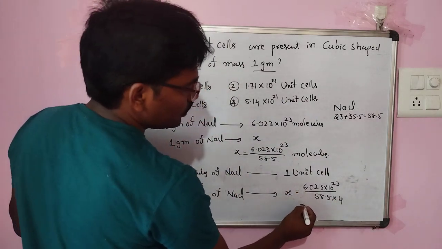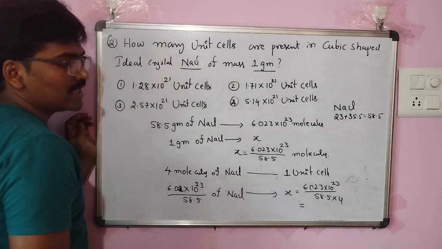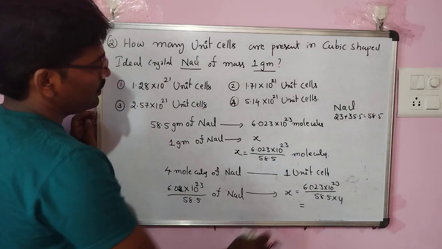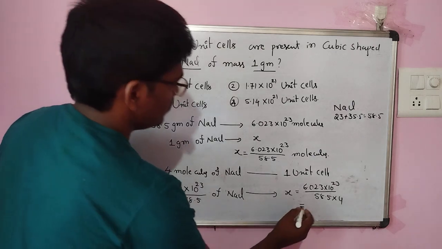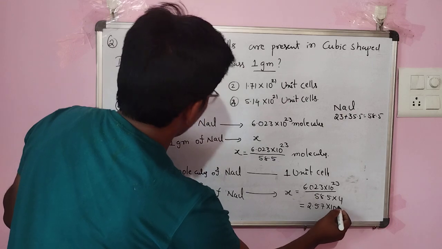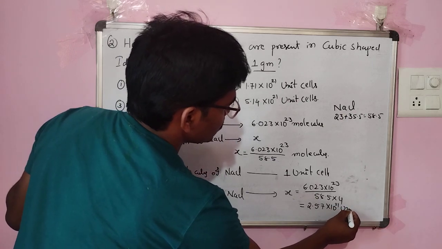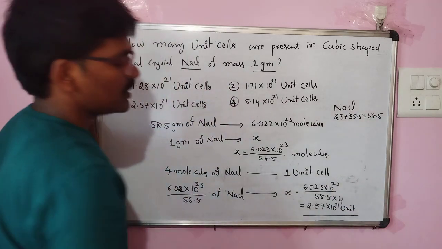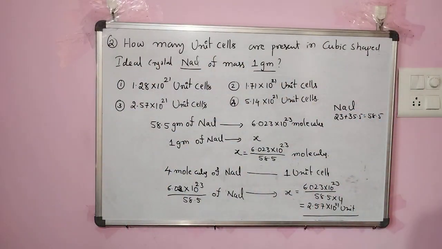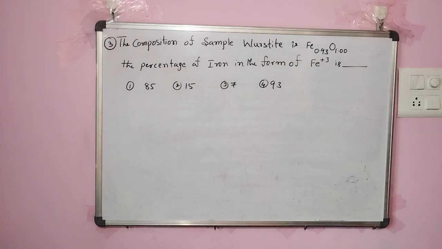If you do this multiplication, then you can get the answer here. So 2.57 into 10 to the power of 21 unit cells, you can get as the answer. Do all of you understand? So this is the question. So one more question we will do. Yes, look at the next question.